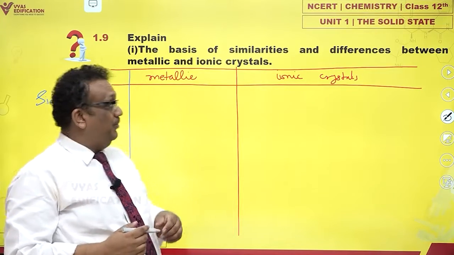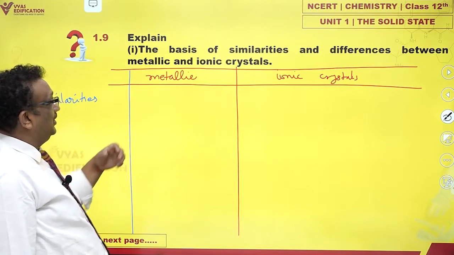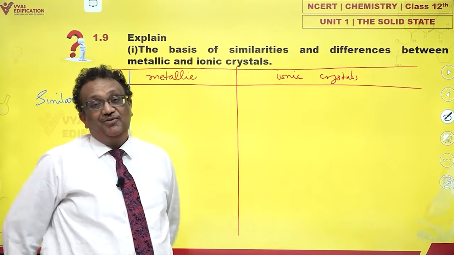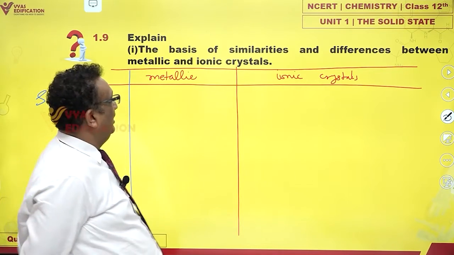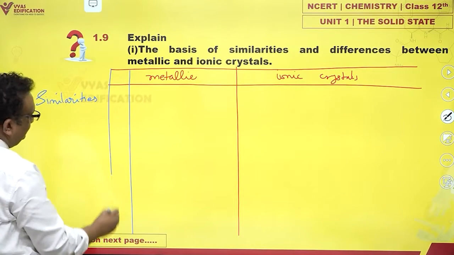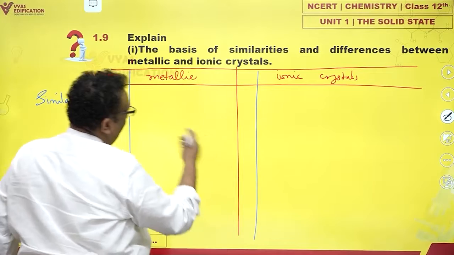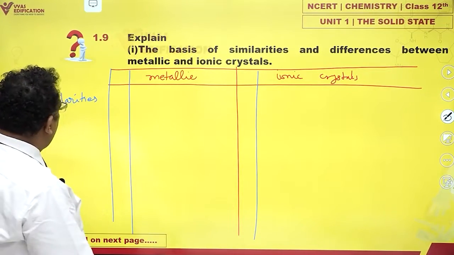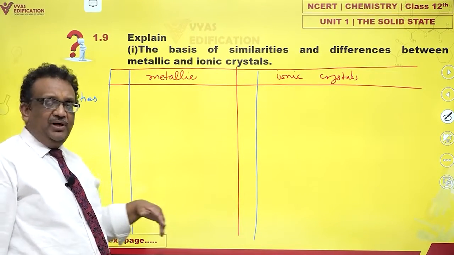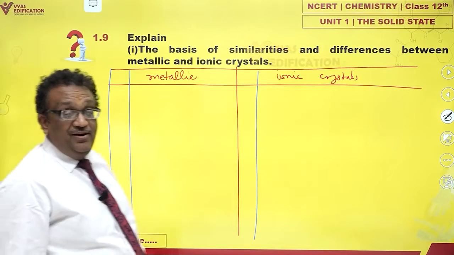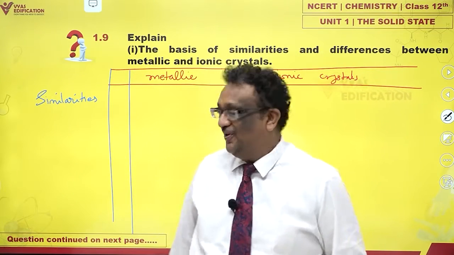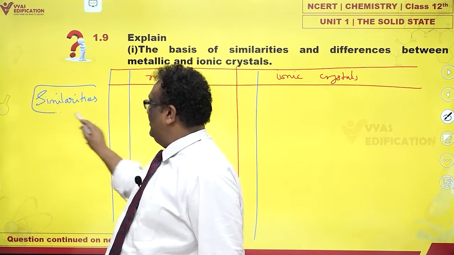Let's take them point by point and start covering them. Metallic versus ionic crystals. Now, we will say it like this. I'll write down the distinctions here and the similarities, because we don't have to write them separately. We will list out the similarities in a separate column. Let's try to write down as many as we can.